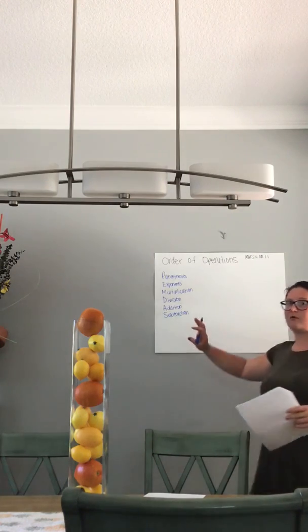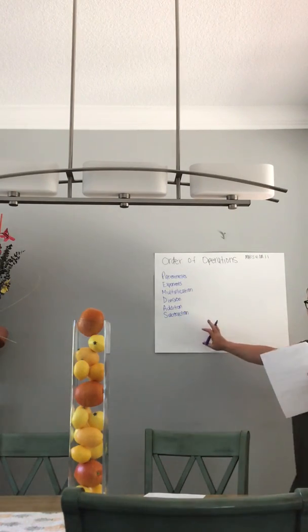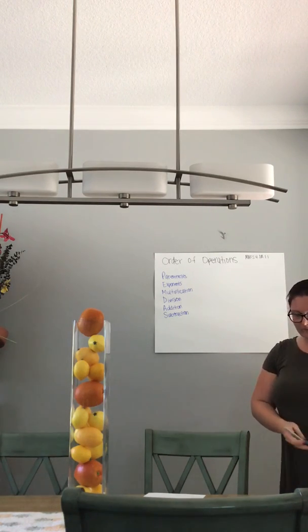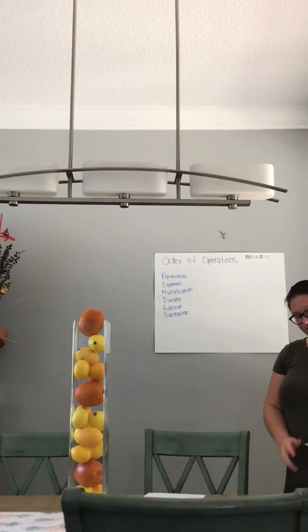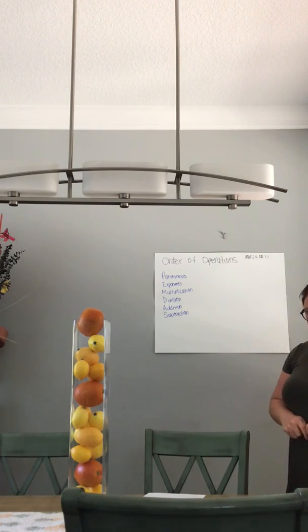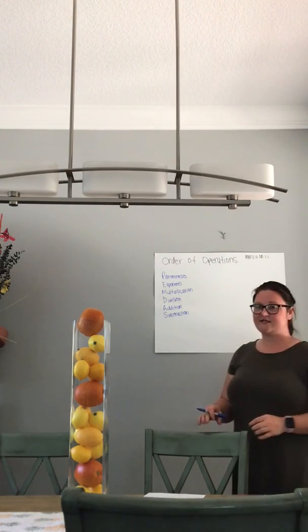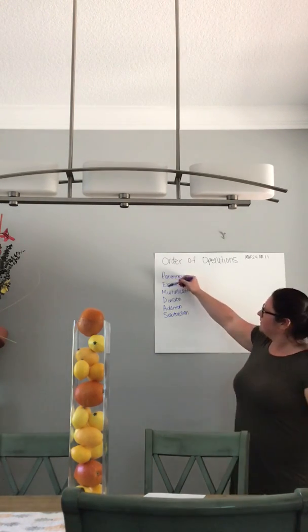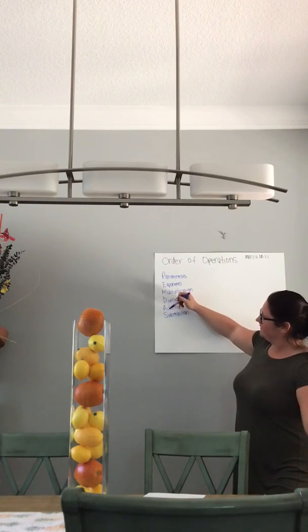Next to your prediction, I want you to go ahead and write this down. I'll give you 1 minute. The way that we can remember this phrase, or these letters, is by thinking about a phrase. The phrase is, please excuse my dear Aunt Sally. Please excuse my dear Aunt Sally.